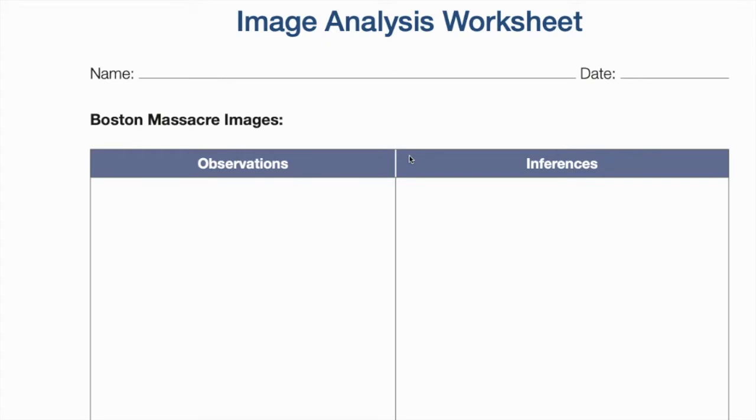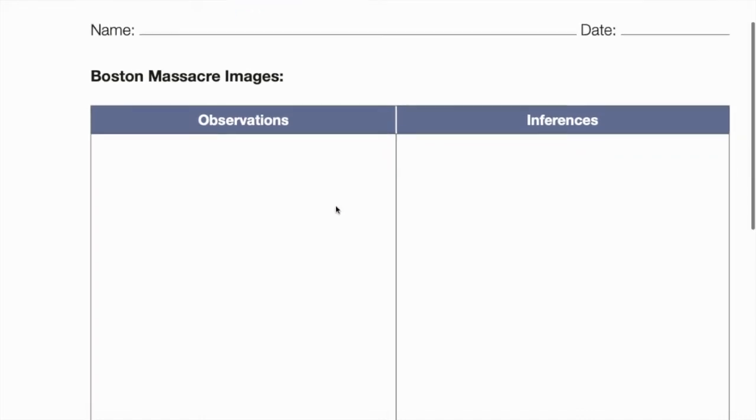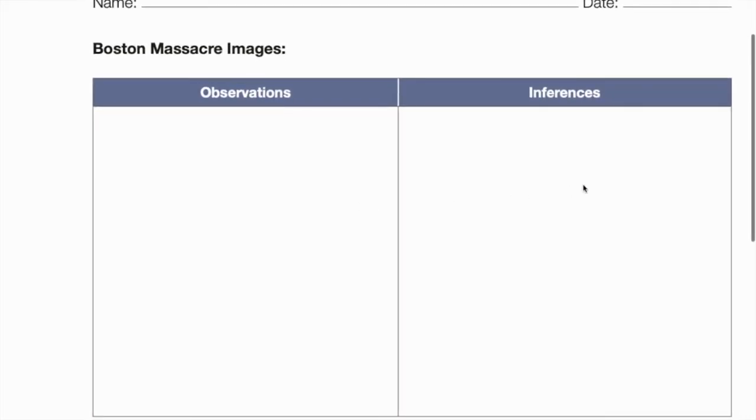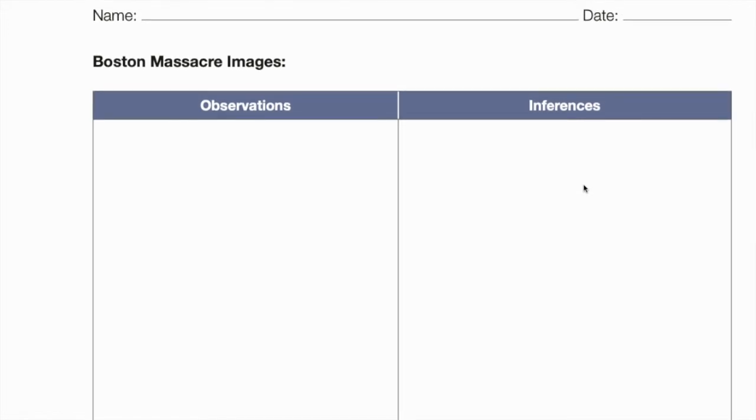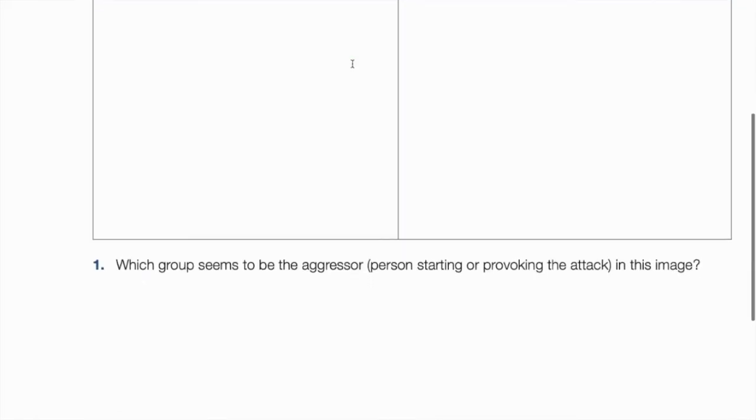We have 2 note-taking strategies that students can use as they're analyzing the Boston Massacre images. The first one is the image analysis worksheet. This strategy has students record their observations on the left-hand side and inferences on the right-hand side. Once students have an opportunity to record their observations, inferences, and also write down the source that they're looking at in the Boston Massacre images space up here, they'll answer the following questions.